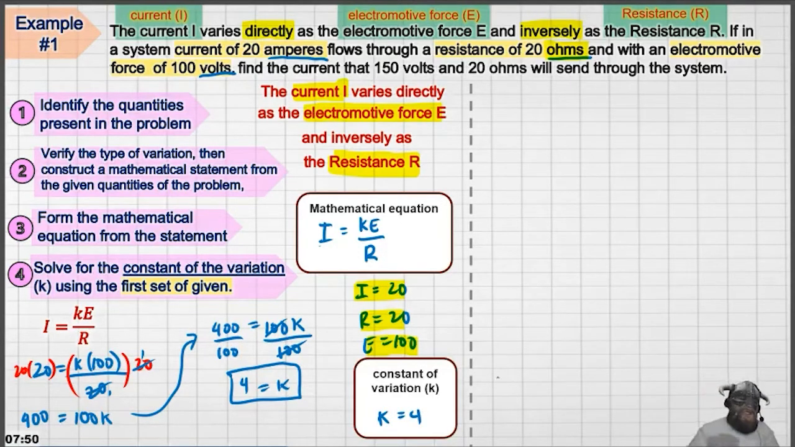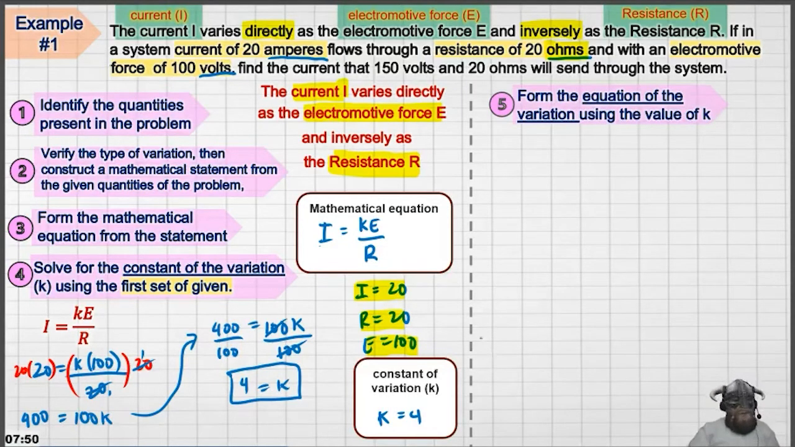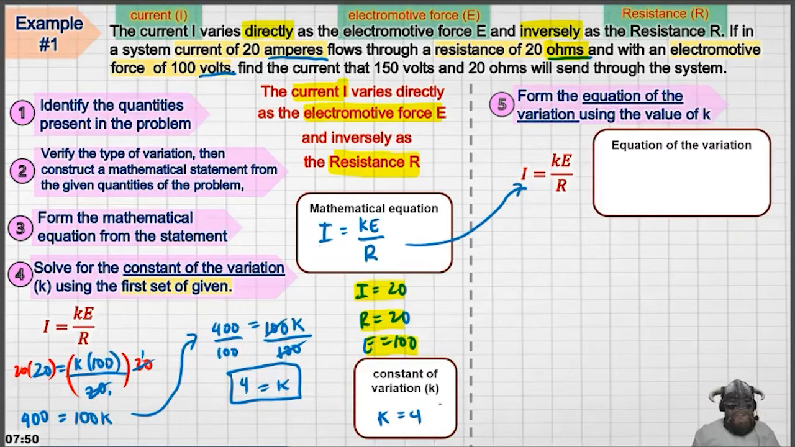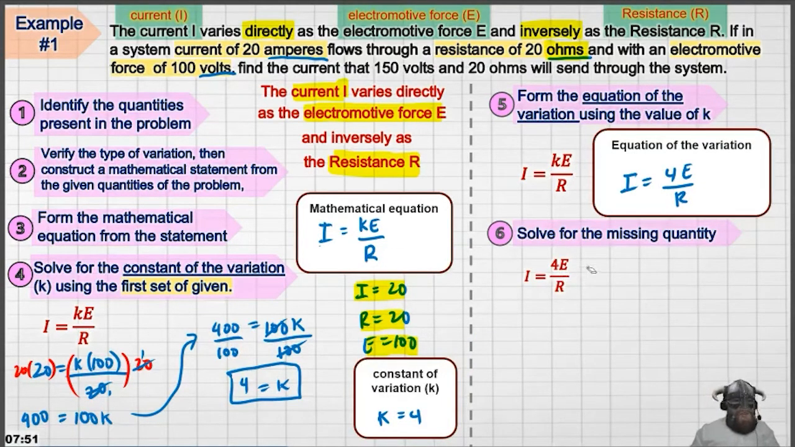So once again, katulad ng ginagawa natin from before, we'll use that value of K to form the equation of variation. So equation of variation, gamitin ulit natin yung mathematical equation. And all we need to do is to substitute 4 to the value of K. So that will be I is equal to 4 times E all over R. So from that, we can solve for the missing quantity, and according to the problem, we are to find the current. So, I is missing.